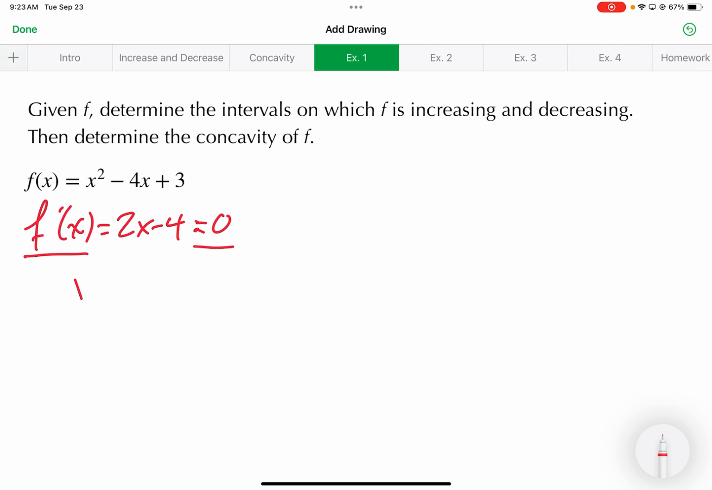So when you do that, you get x equals what? Add 4 to both sides, divide by 2, and you get 2. So 2 is the number that I use to set up my intervals of increase and decrease. Now, my original function f of x is a polynomial, so its domain is all real numbers. Then my intervals should reflect that. I would do negative infinity to 2, and then from 2 to infinity. So I take the zeros of my derivative, and I set up intervals with those values.